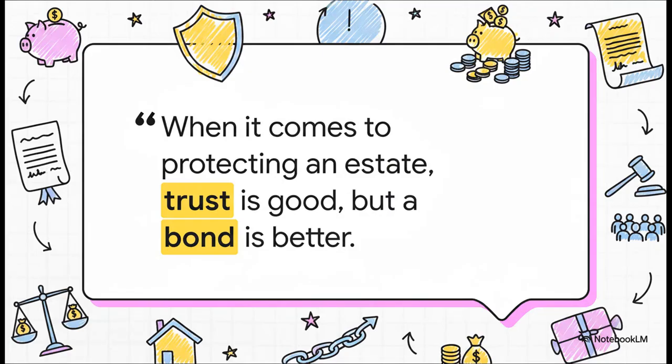And really, this whole discussion boils down to one powerful idea. When it comes to protecting an estate, trust is good, but a bond is better. You know, this rule gives us a fascinating glimpse into how the law tries to balance respecting a person's final wishes with the cold, hard reality of protecting the people left behind. And it leaves us with a great question to think about. Where exactly do we draw that line between personal trust and legal protection?